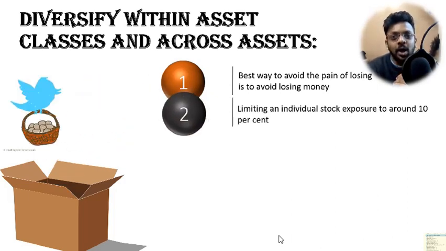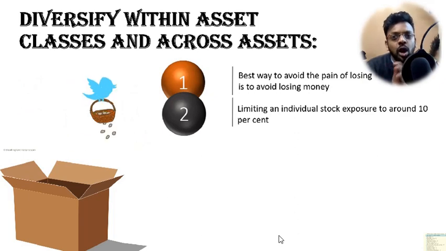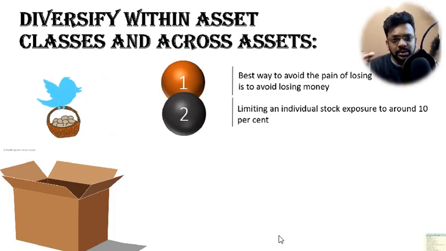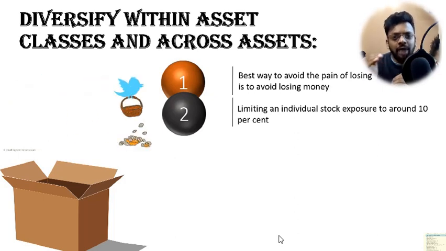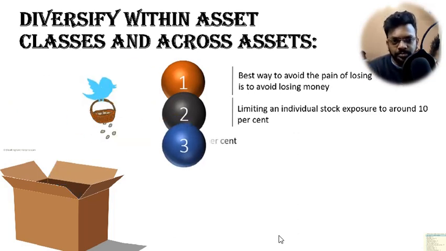How are we going to minimize? One, we need to not only diversify within asset classes but also across different assets. A portfolio of equity stock can be diversified by limiting an individual stock exposure to about 10% actually. Whatever the stock may be, even if it is the best stock in the world, our allocation of funds for that stock should be only 10% of it.